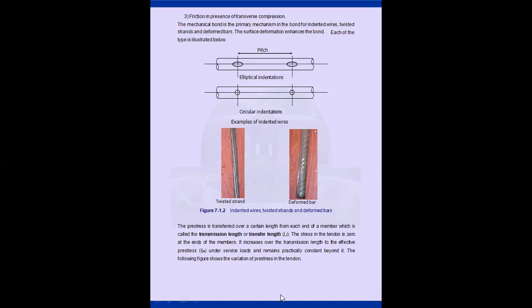So what do you mean by pre-stressing? How can you define pre-stressing? Pre-stressing is nothing but the transmission length. What do you mean by transmission length? Transmission length is the length required to transfer the force into the concrete, which creates the bond between concrete and tendon. You require some length to create the bond between concrete and steel, otherwise you can't transfer the force.